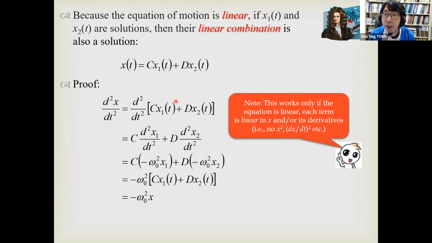A linear equation has such a property: if x1 and x2 are solutions to this equation, then the linear combination of x1 and x2 is also a solution. That is the property of a linear equation. Okay, if you don't believe it, you can prove it in general. If x appears only once in a term, then the linear combination of the solutions is also a solution.